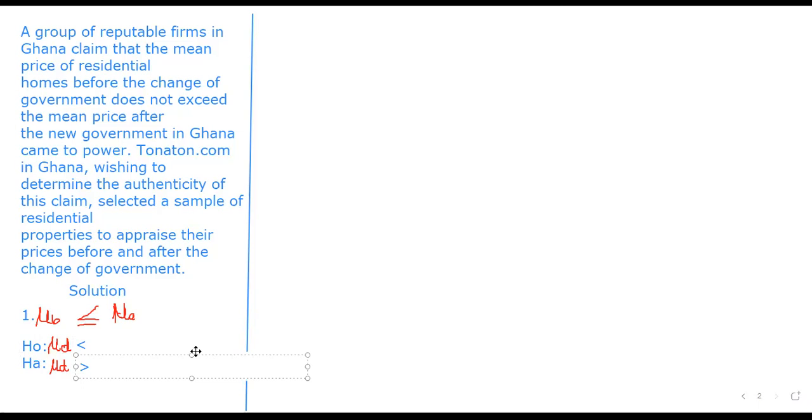So if this one is less than or equal to, and I've told you the mu d always is 0, right? So mu d is 0 here. The mean is always 0 for mu d.